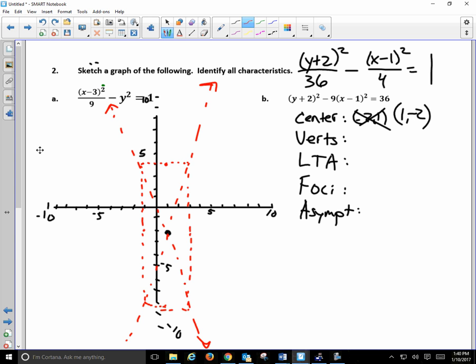By the way, when you make your graphs on your homework, you can make them large. You don't have to make them super tiny. You do have a fair amount of paper on you.